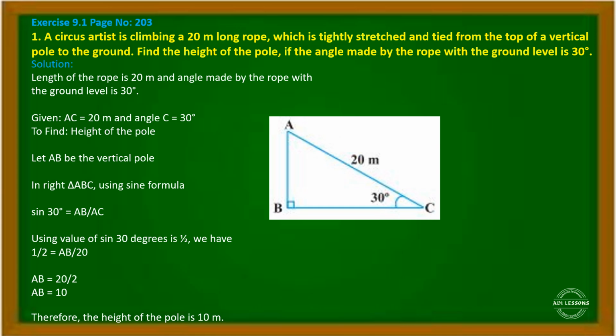we have 1 by 2 equals AB by 20. AB equals 20 by 2, that is AB equals 10. Therefore, the height of the pole is 10 meters.